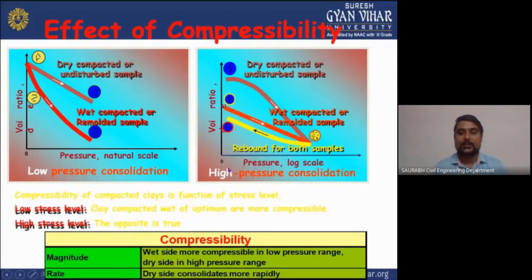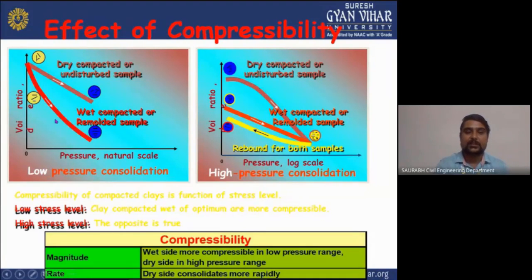Now we can see here the effect of compressibility due to the pressure which we use during compaction. In magnitude, the wet side is more compressible in the low pressure range, and the dry side in the high pressure range. And what will be the rate? Dry side consolidation will be more rapid.